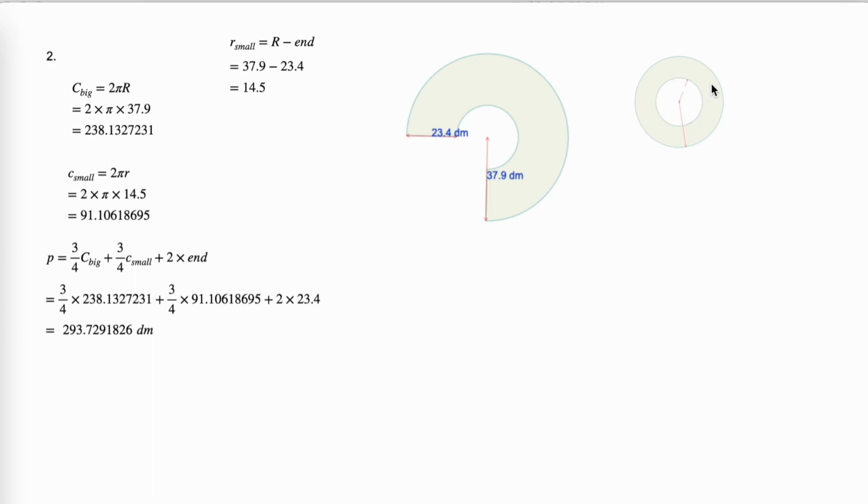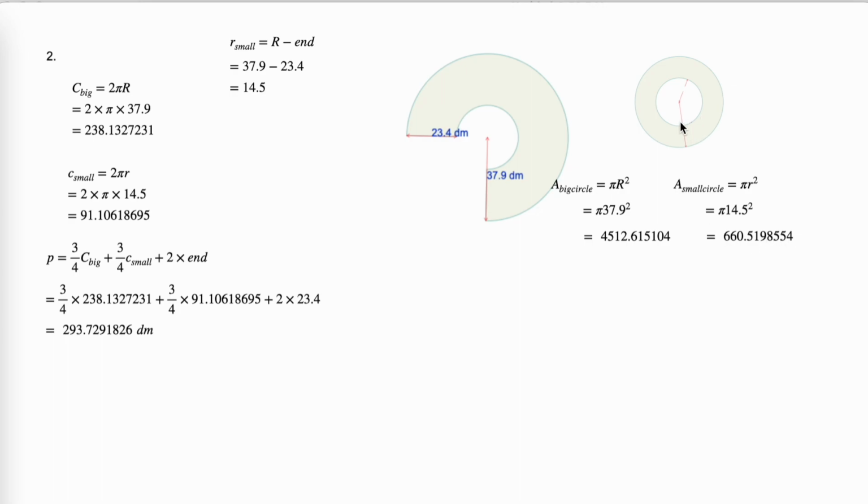For the area, if you fill this all in, you would have 2 circles. This shaded area is the area of the big circle, take away the area of the small circle. The area of the big circle is pi times the big radius squared, which is pi times 37.9 squared, which is 4,512.615104 decimeters squared. The area of the small circle is pi times the little radius squared, which is pi times 14.5 squared, which is 660.5198554.